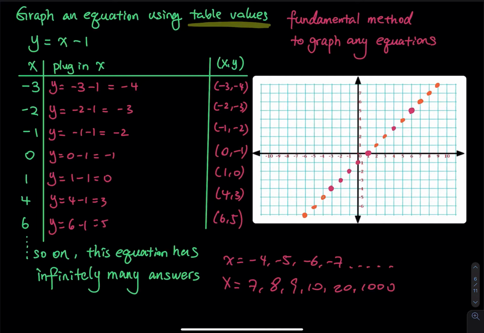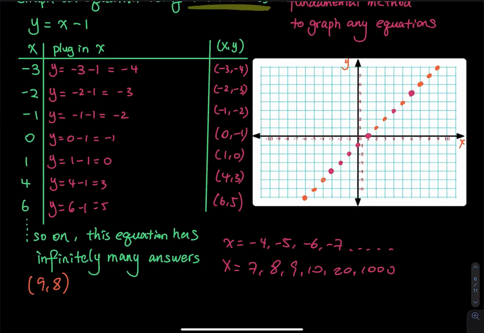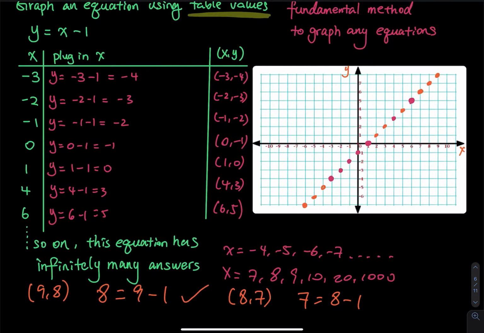Let's say we pick the highest point, x equals 9, y equals 8. So you plug it in: when y equals 8, we have 9 minus 1. That works. And then you pick another point, let's say 8 comma 7. When x equals 8, we have 8 minus 1 equals 7. So this point is a solution of the linear equation because it fits into the equation perfectly.